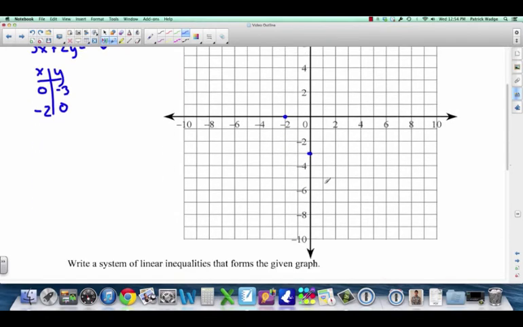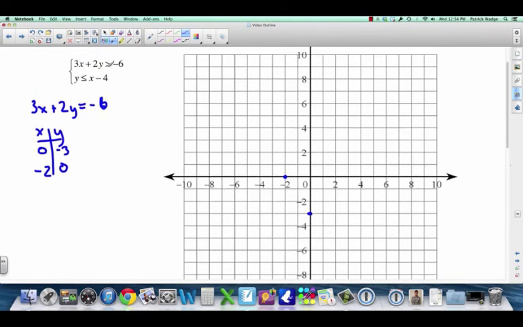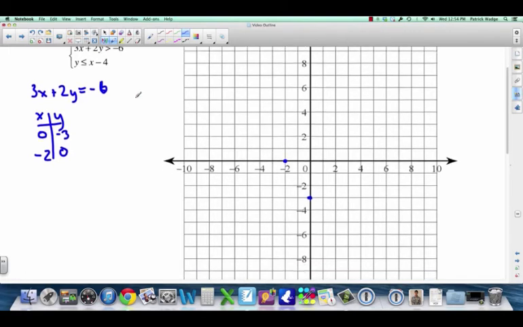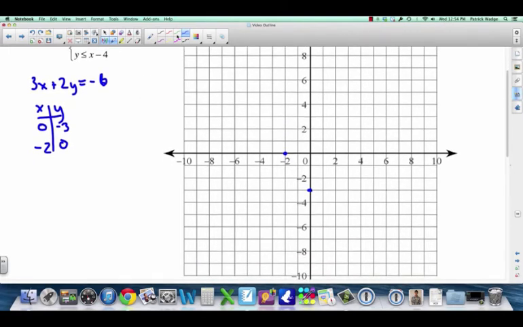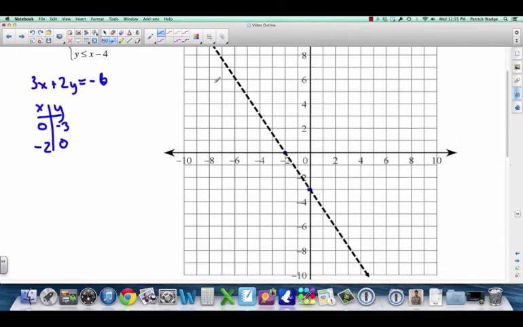Okay, I'm going to join those together. I'm going to join them with a solid line or dotted line. So look at the sign. It's only greater than, not greater than or equal. So what kind of line should I have? Dotted.